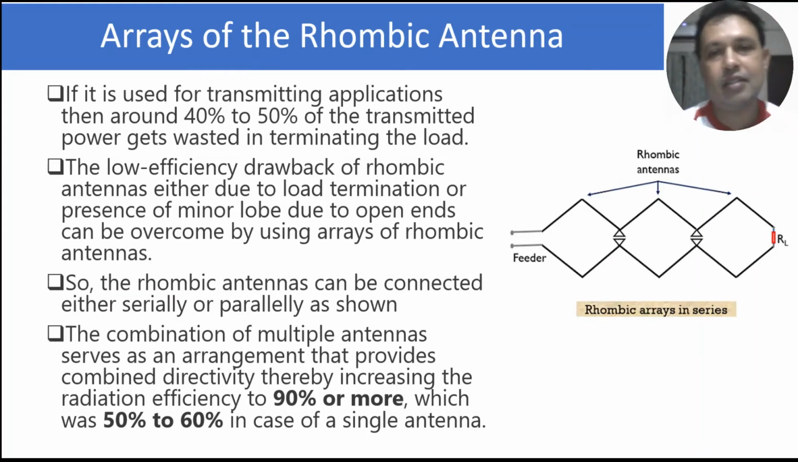In spite of some disadvantages, and due to the large applications, the efficiency of the rhombic antenna can be increased by using the arrays of the rhombic antenna. That means arrays of rhombic antenna connected in series with the antenna. So when you connect it in series, that means the radiation pattern will change and the efficiency also increased 90% or more. So these are the important things about the rhombic antenna.